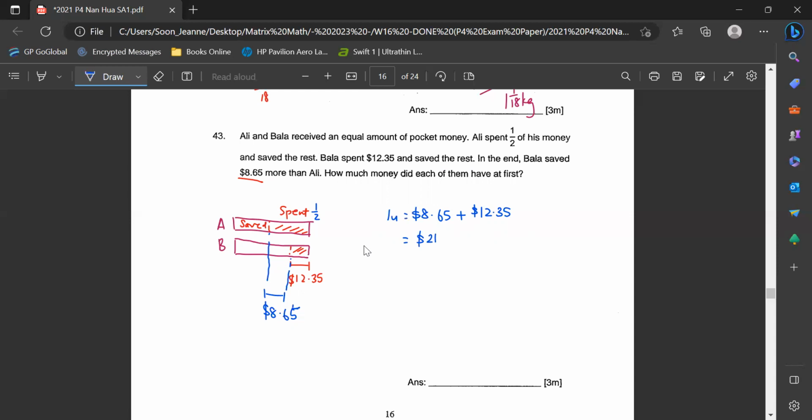Each of them at first means, actually, when I find out how much Ali had, will also be how much Bala had. Because you know that, not how much saved, how much they have, sorry. They got an equal amount of pocket money, right? So in the end, I'm looking for 2 units. So 2 times 21, $42. Okay? Wait, sorry, 42. Sorry, it's a bit messy. Yeah, 42, okay?